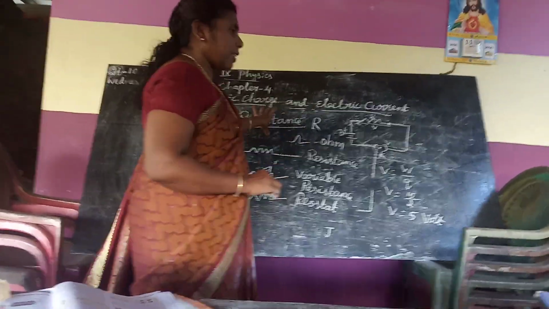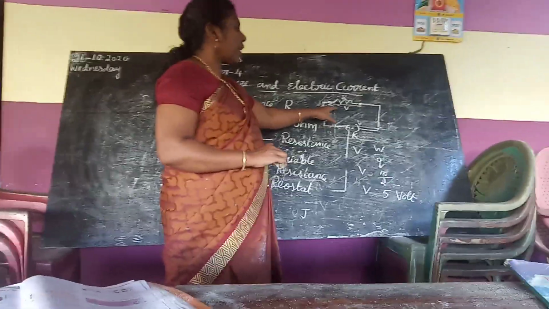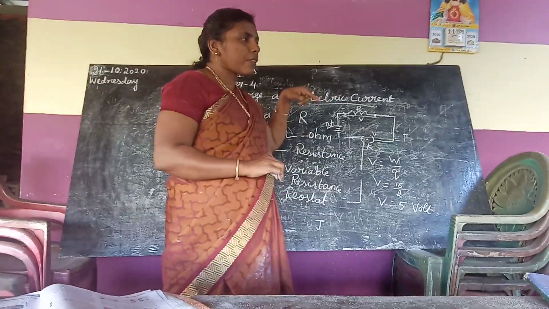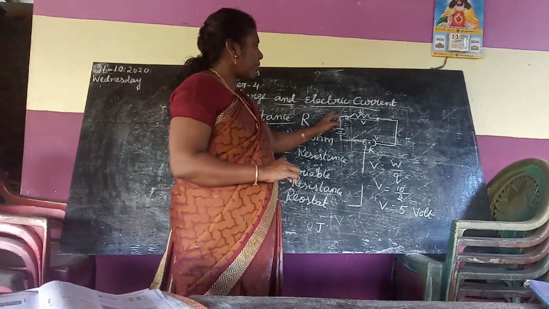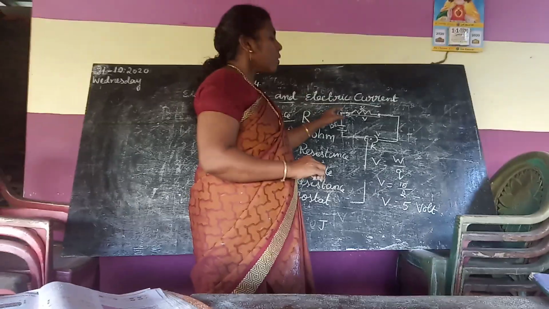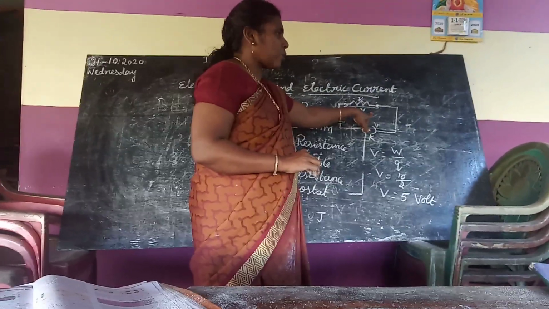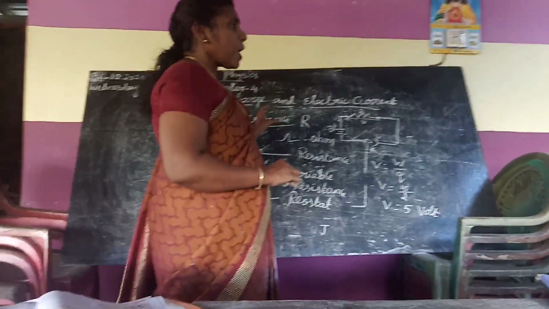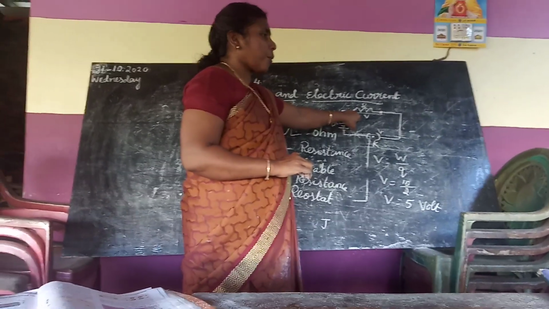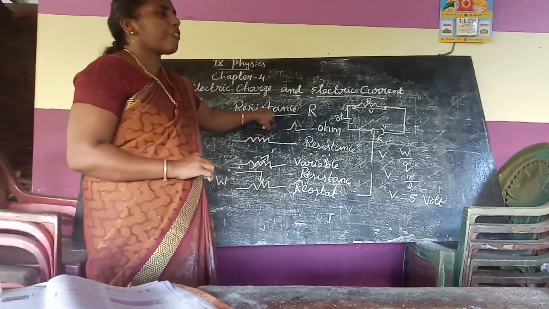Now what is resistance? See, resistance is a measure of the opposition offered to the flow of current. The components here are the battery, the key and so on, everything in the electric circuit. When the circuit is closed, there is a flow of current in the circuit. So resistance is a measure of the opposition offered by a component to the flow of current. This is the definition of resistance.